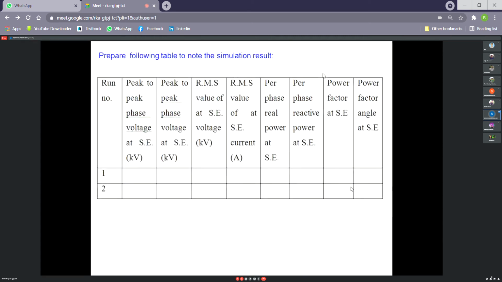So you write this table in your notebook, okay? So this table you copy right now. There are nine columns, and there will be 6 rows, because there are 5 runs.